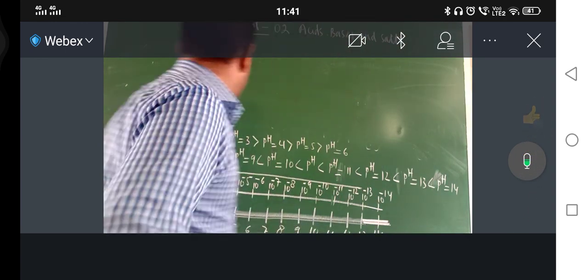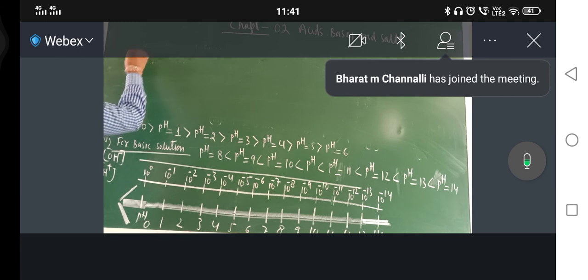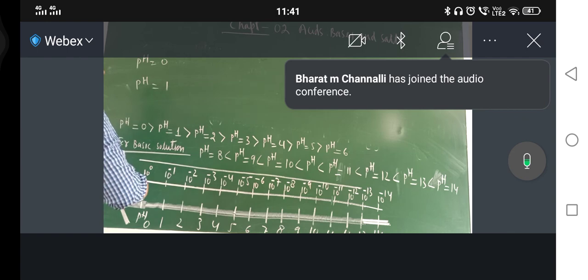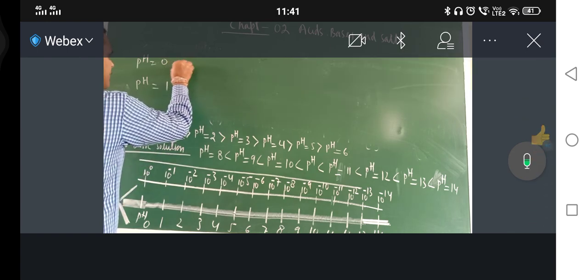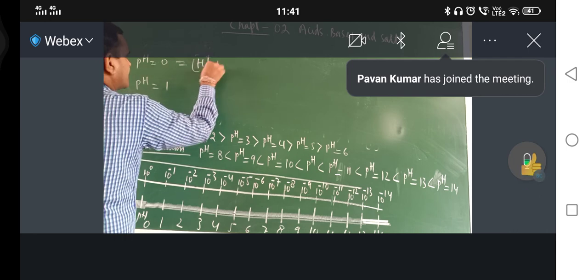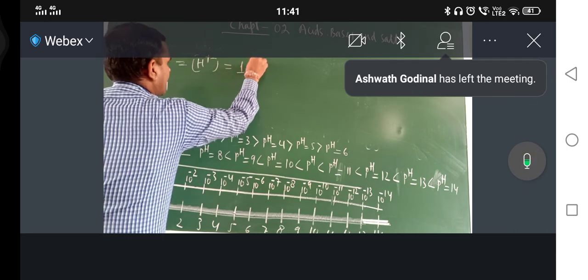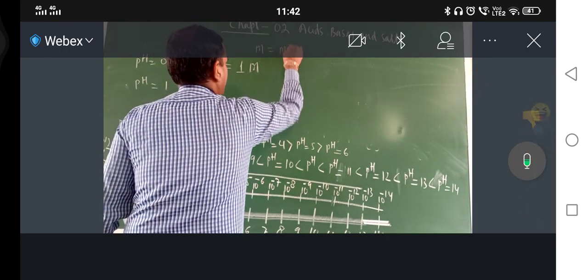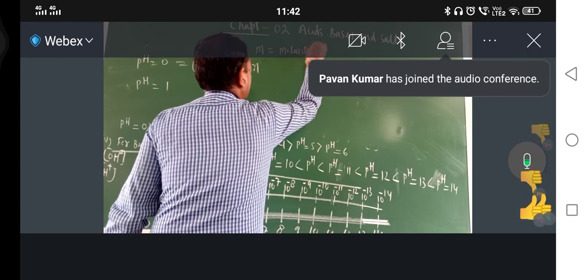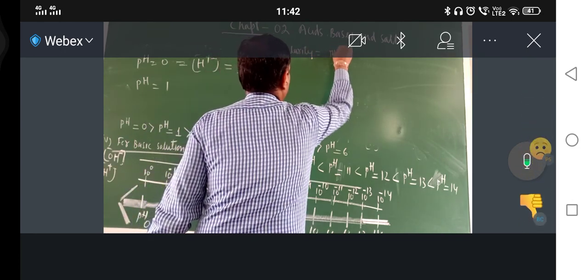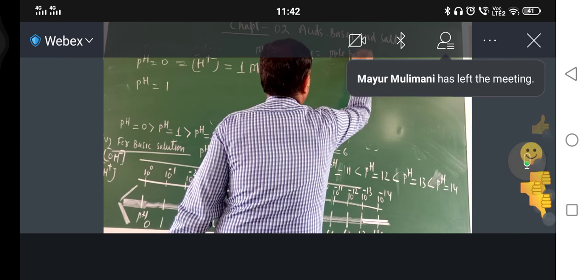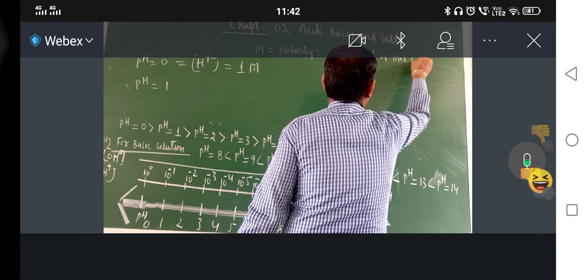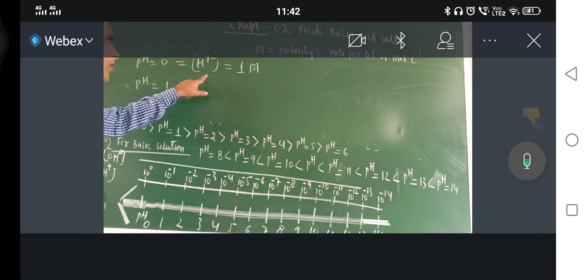See, suppose pH is 0, or suppose pH is equal to 1. pH is 0 means H positive ion concentration is equal to 1 capital M. Capital M means moles per liter only. Molarity is also called moles per liter, so don't get confused. Mole per liter, or this can also be written as mole liter inverse.